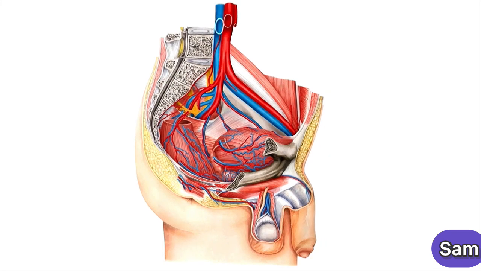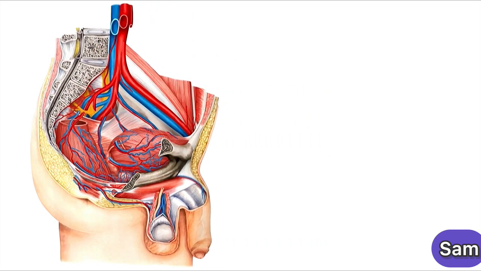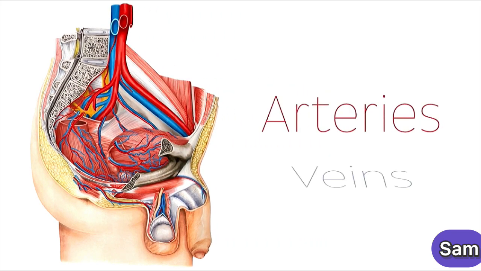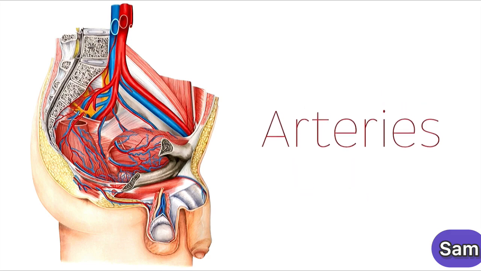Now, the arteries and veins of the male pelvis are similar to those that you find on the female pelvis, with the exception of the blood vessels of the genitalia, which differ, of course. Now, let's begin by looking at the blood vessels that supply oxygenated blood to the pelvis, so the arteries.